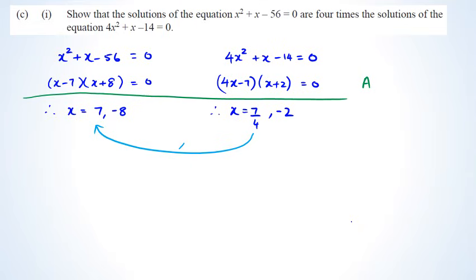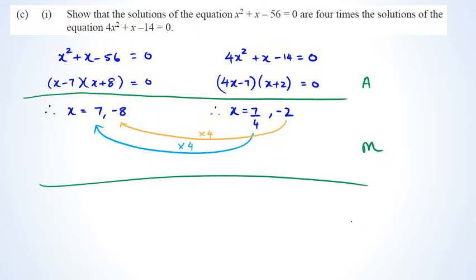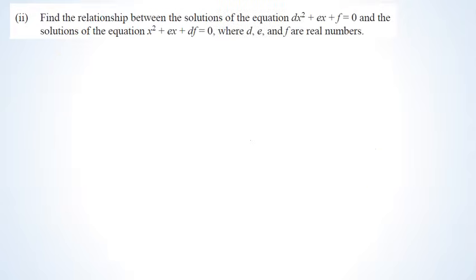7 over 4 multiplied by 4 equals 7. Negative 2 multiplied by 4 equals negative 8. So that's pretty much what you need to do. So you can just say the solutions of the first quadratic is 4 times the second quadratic. And that is going to get you a merit for that question.